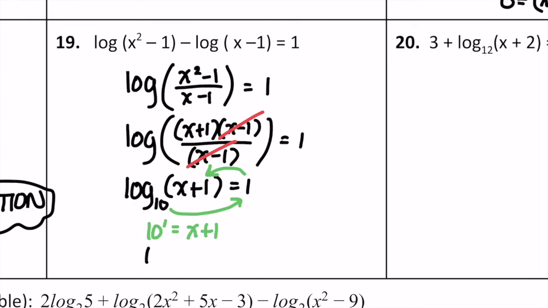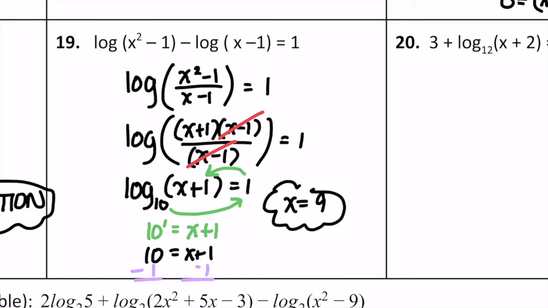I'm going to subtract 1 on both sides, and I'm going to get that x is equal to 9. So x is equal to 9. I check that to make sure it works. 9 squared minus 1, oh, that's positive. 9 minus 1 is positive, so that works.